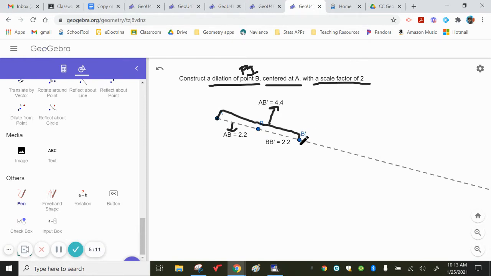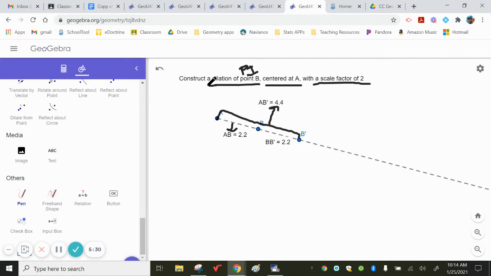Now, did the point B prime actually get any bigger? No. The point B prime is still just a point. It did not get bigger. It just moved farther from the center of the dilation. It moved double the distance from that center. It didn't get bigger. It just moved on that path.